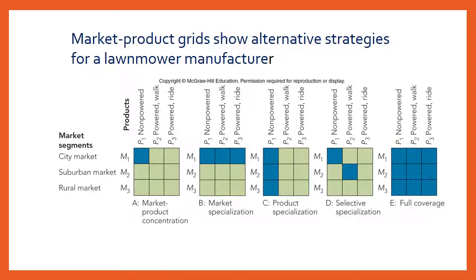The 4th approach would be called selective specialization, and that is where we maybe have one different type of product for each different segment. We go in and selectively decide which markets we're going to pursue with which individual products. And then finally, if you're a company like General Motors or one of the big automobile manufacturers, you might have what's called a full coverage strategy. That is where you try to meet the needs of every customer with multiple products.